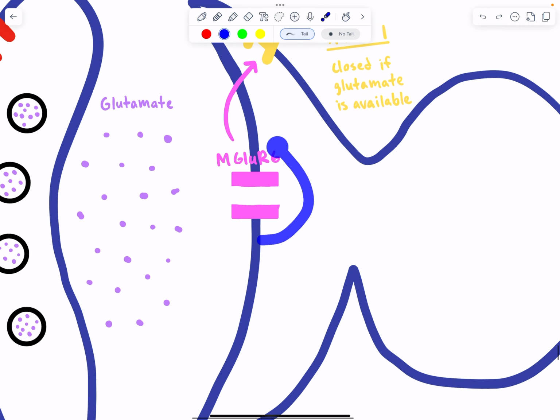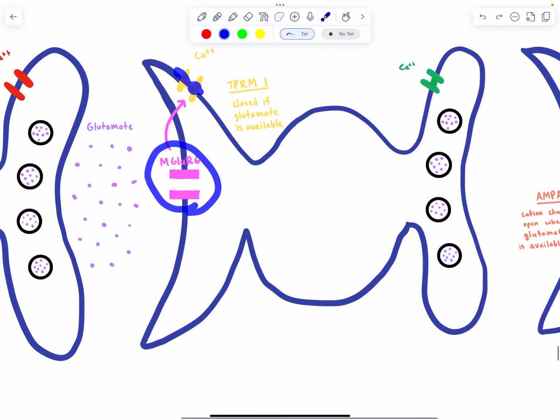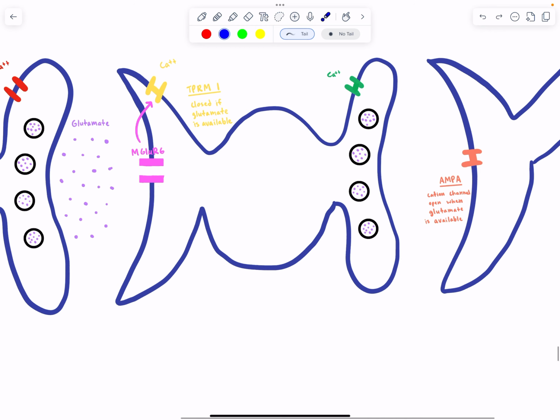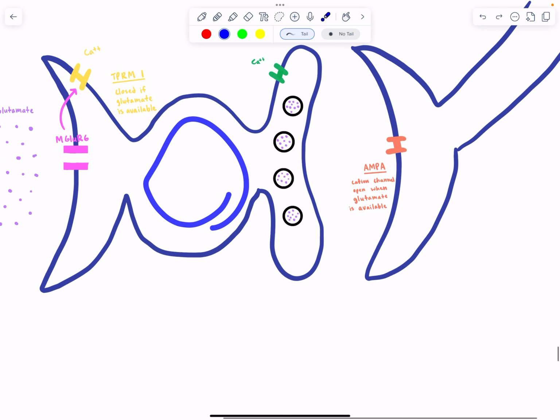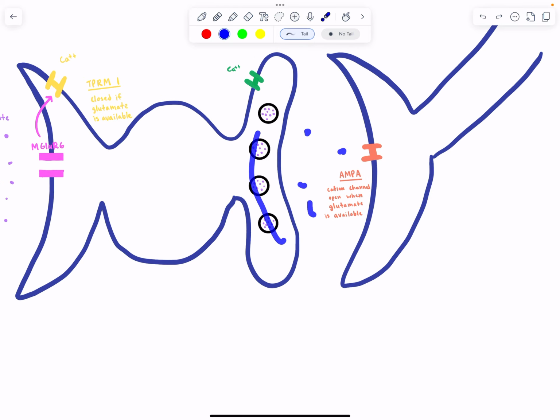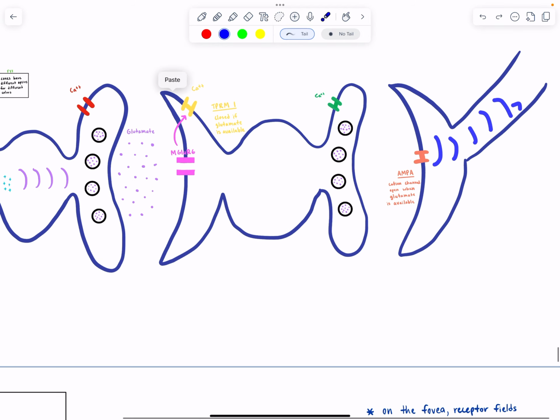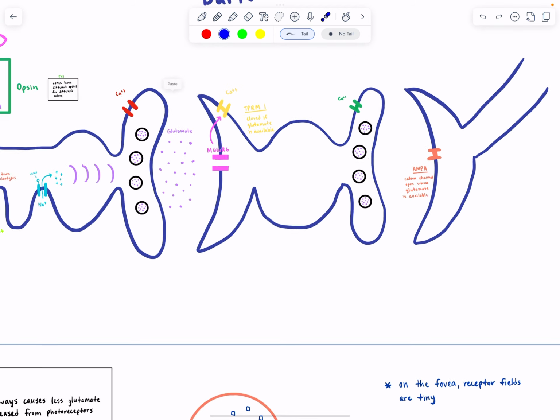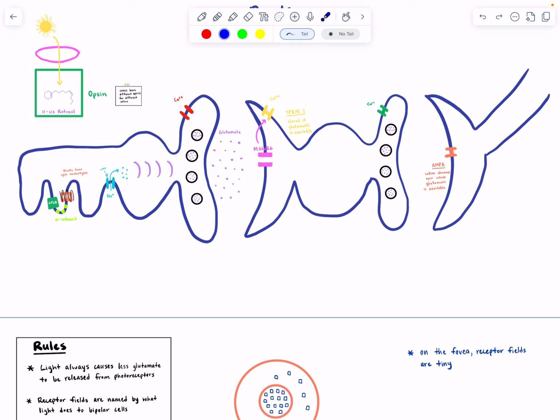Glutamate is going to bind to mGluR6, which is going to shut this channel and cause nothing here, which causes no neurotransmitter release, no glutamate out here, and no action potential up here. So that's why, obviously, we don't see in the dark, because there are no action potentials. Our brain isn't interpreting anything.